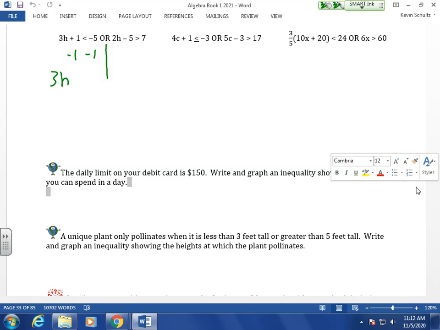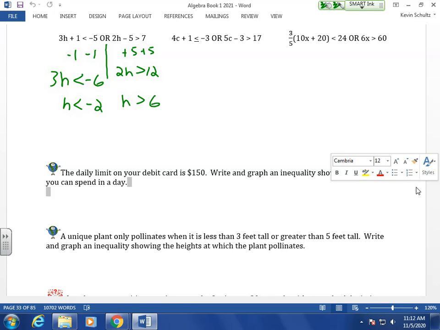So you got 3h is less than -6 after subtracting 1 from both sides. Divide both sides by 3, and h is less than -2. That's 1. The other one, adding 5 to both sides, you've got 2h is greater than 12. Divide both sides by 2, and h is greater than 6.